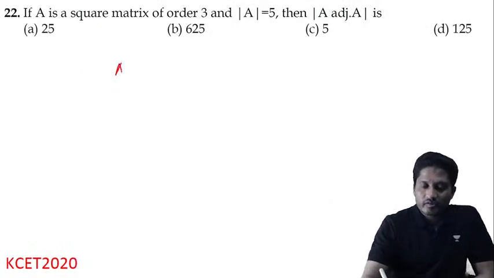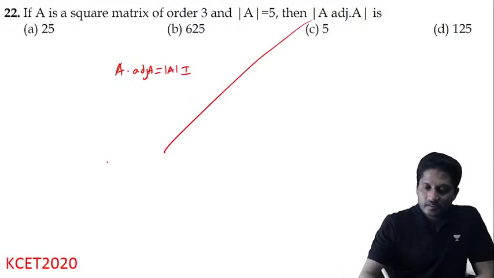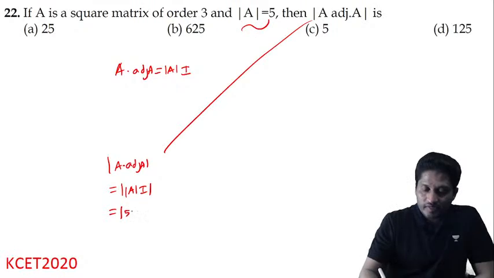We know that A into adjoint of A is equal to determinant A into I, right? So this can be written as determinant of A into adjoint of A, which is equal to determinant A into I. Determinant A is 5, already given, and determinant of I. When you take 5 outside, this is 5 power n into determinant of I.